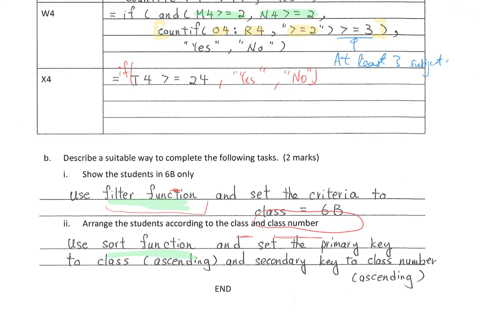Filter function, sort function, and then we will set the primary key to class in ascending order, and then we set the secondary key to class number, also in ascending order. So in this case, all the students will be arranged by class, and then within the same class, they will be arranged by their class number.